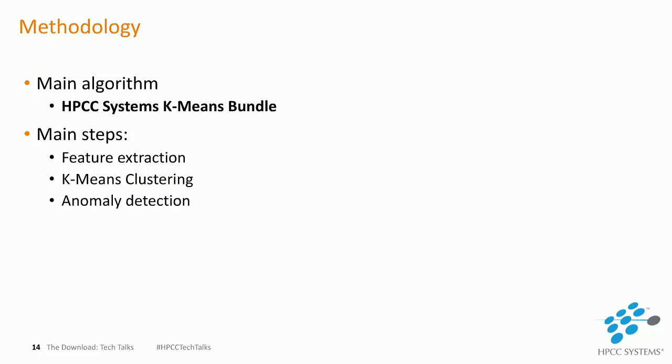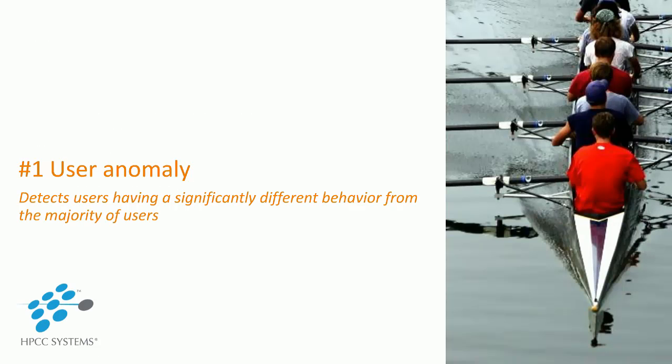The first one was feature extraction. The second one was to use K-means clustering. And the final one was to use the results of K-means clustering to detect our anomalies. Now I'm going to dive into each of the steps for each of our anomalies. So let's start with user anomaly.